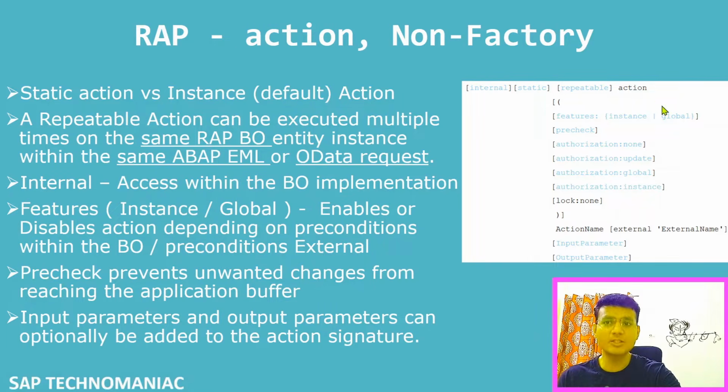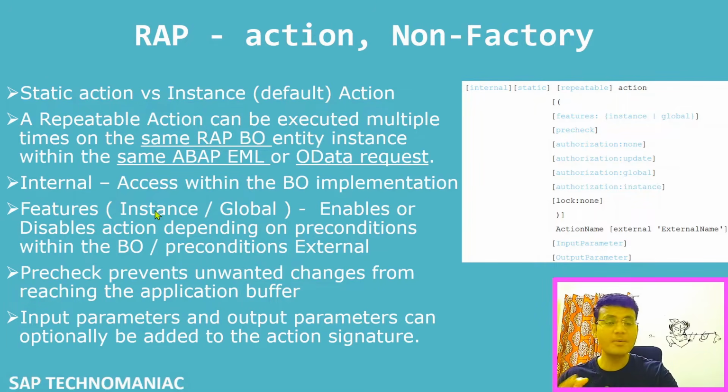The next is the feature control. Feature control can be applied on standard operations as well as non-standard operations. What is the use of feature control? Based on some condition, I want to enable and disable the standard and non-standard operations. The standard operations are create, update, delete, and the non-standard operations are actions and functions. If I want to enable and disable a particular action based on some conditions, then I can use feature control. So features are used to enable and disable based on some preconditions.